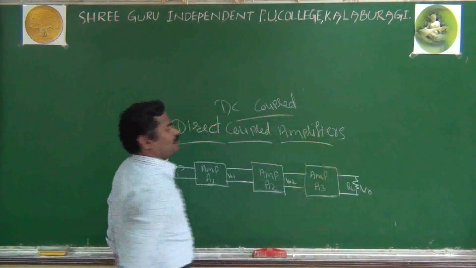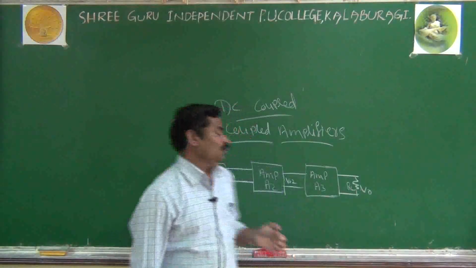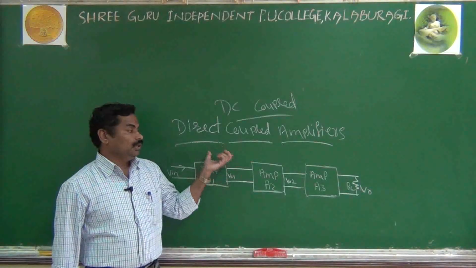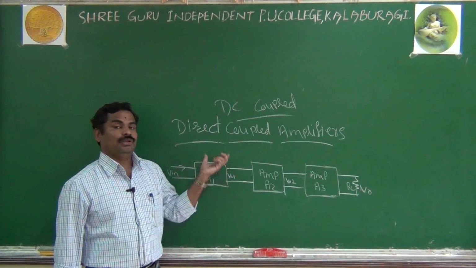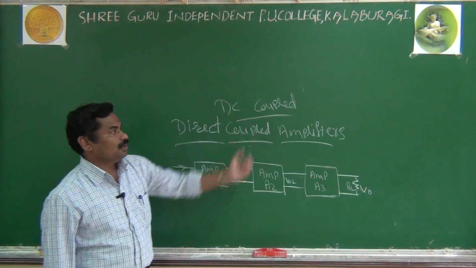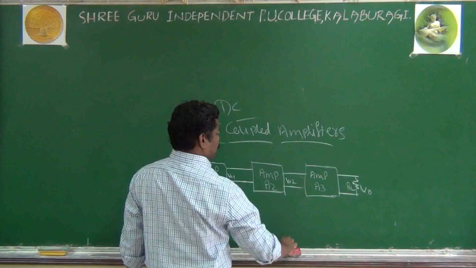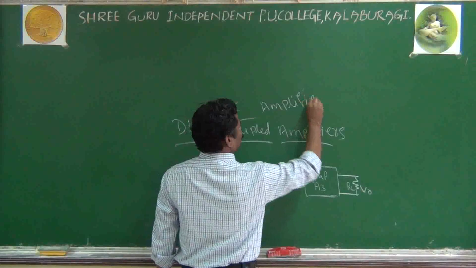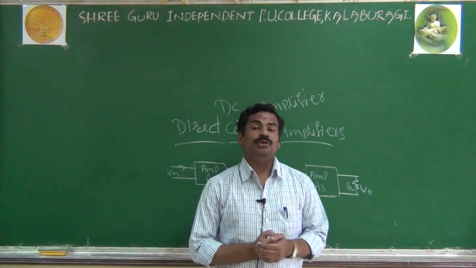The important thing about a DC coupled amplifier is that here we can amplify only very low frequency signals. DC coupling is used only for low frequency amplification. It is also called a DC amplifier. You can write about DC coupled, or you can write about DC amplifier. Why is it called a DC amplifier? Because you are amplifying only very low frequency signals.